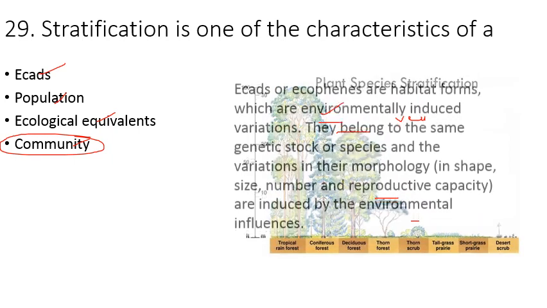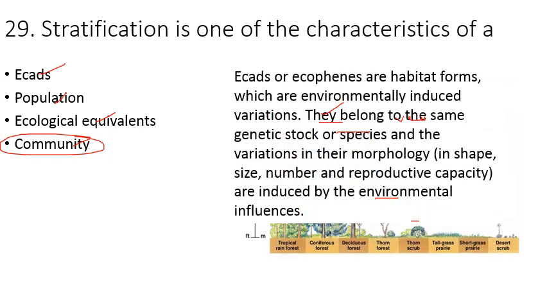And the next comes ECAD. ECAD or ecophene habitat forms, which are environmentally induced variations. So the members of same species show morphological variations in their size, shape, number, reproductive capacity, and these changes are induced by environmental influences, yet they belong to same species. So for this we use the term ECADs or ecophenes.